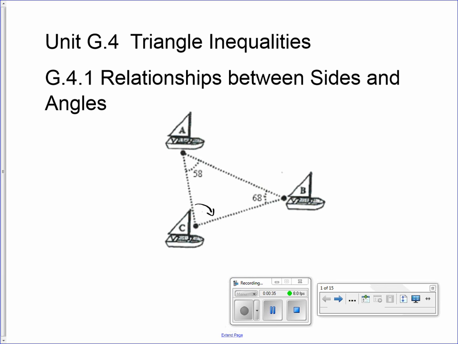In a problem like this, I would have to go and find out what that angle is first. I could use the triangle sum theorem to do that. But anyway, we'll learn that and get a little bit more in depth on that when we get there. All right, let's go ahead and get started.